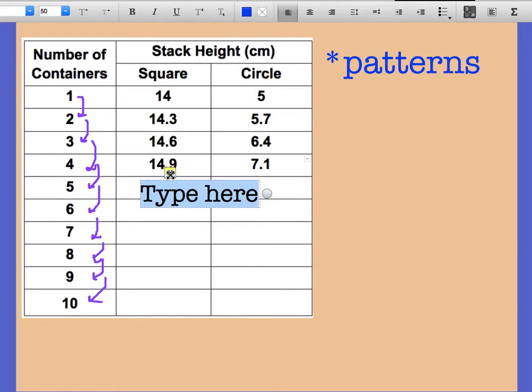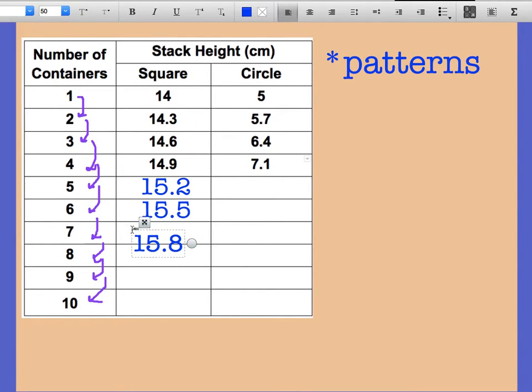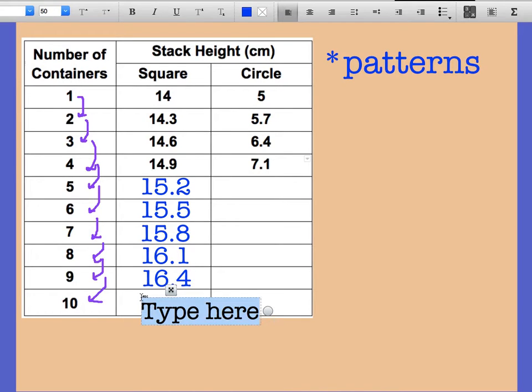So if we add on another 0.3, I'm going to have 15.2, 15.5, 15.8, and so on. It's always a good idea to do this if we can. Usually there are questions afterwards or a graph to do, and this will help us with all of that. So we keep adding 0.3, 15.2, add 0.3 more, and so on.